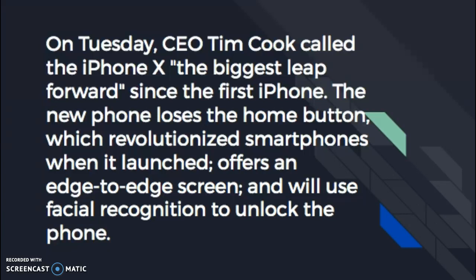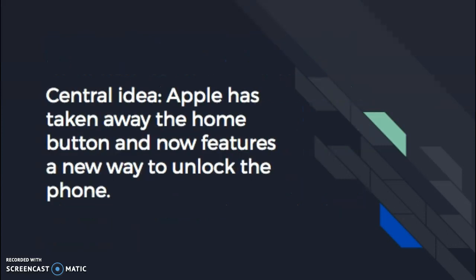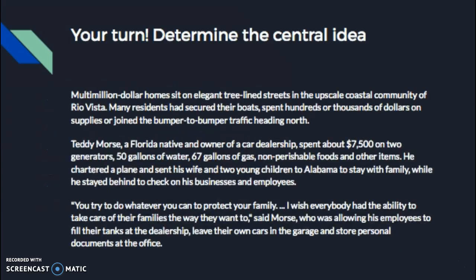Okay, so the first thing I'm going to do, there's no headings or subheadings included here. So the first thing I'm going to do is determine the author's purpose. And I think that the purpose here is to inform. It's informing us about the iPhone 10 and the changes that are being made to the design of the iPhone 10. And I notice it's specifically talking about the home button. And it's going to be talking about new ways to unlock the iPhone 10. So I determined that the central idea is that Apple has taken away the home button and now features a new way to unlock the phone, since that's primarily what the article is talking about.